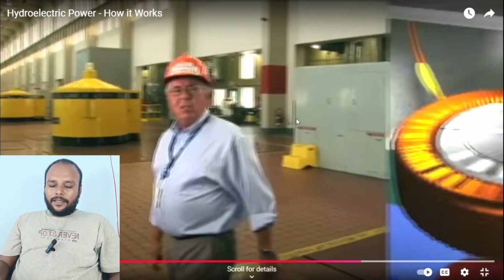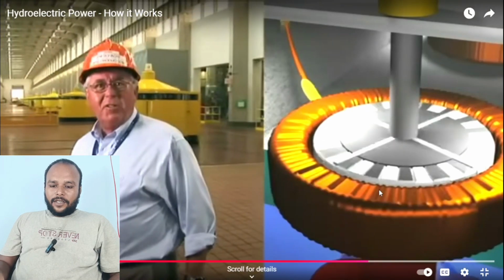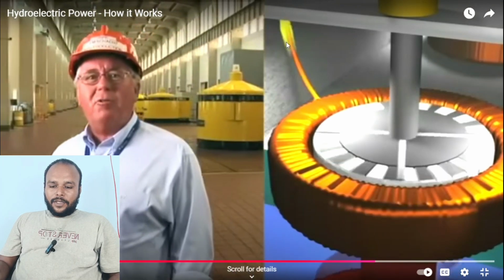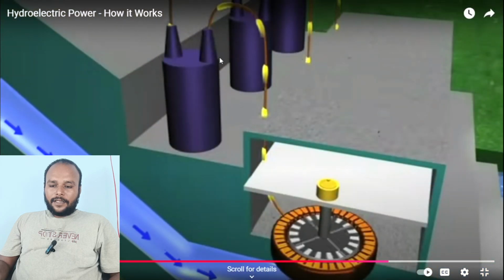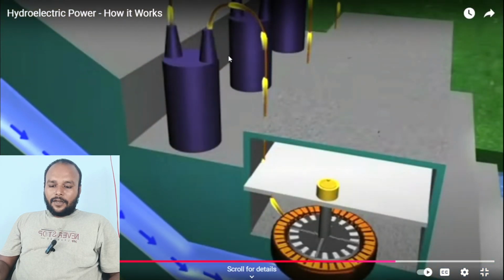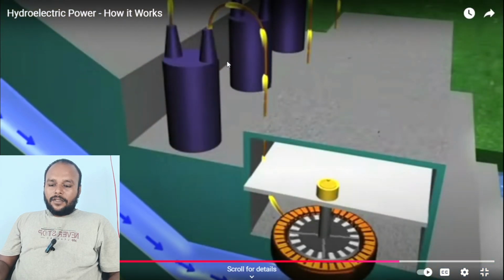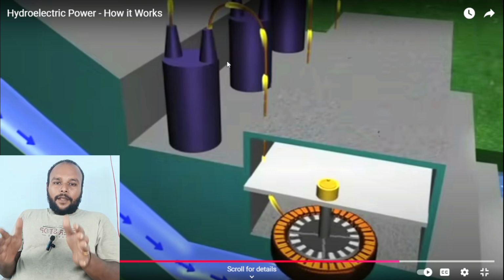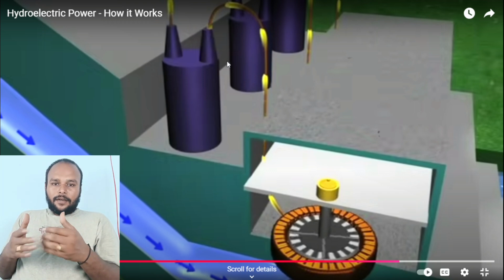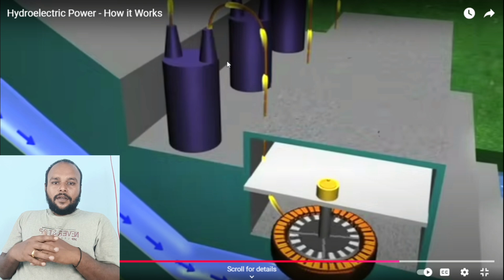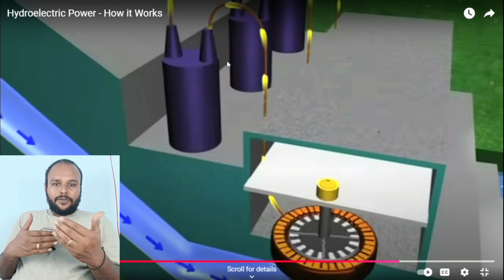He is explaining what the generator is. See, the generator is moving and it sends the current like this. This is the simple principle we learned in machines: when a flux cuts a conductor, or a conductor cuts the flux, an EMF is induced in the conductor.